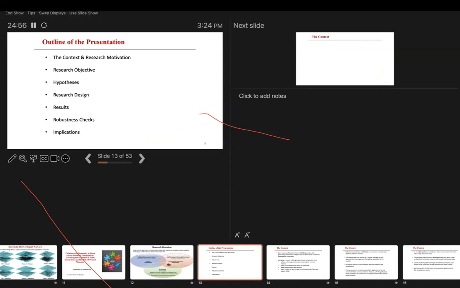So this will be the outline. I'll start with the context, research motivation, and then the objective of this research, followed by the hypotheses that we have, the design that we have chosen, what the results are, and some of the robustness checks we have conducted, followed by implications of our study.